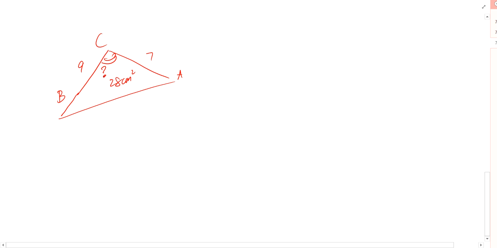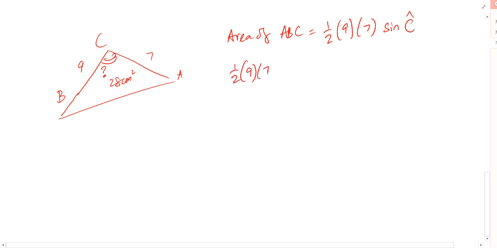So how do we go about doing this question? Area of ABC equals half. We can straight away substitute values, right? Don't need to write down, don't need to quote the formula. Half times 9, 7, sine C. Yeah, we can shortcut like this. So what is the area of the triangle that is given to us? Half times 9 times 7 sine C equals 28.